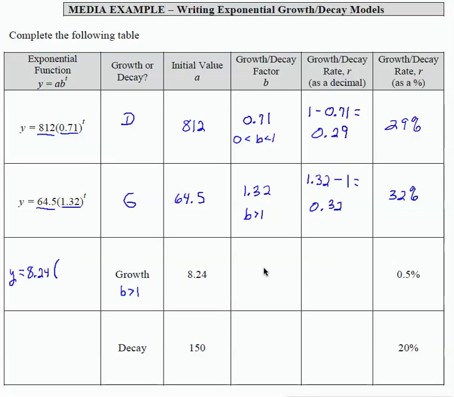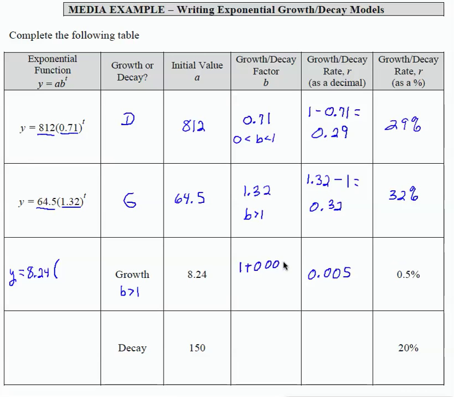To determine the b value, I'm going to go over here to the rate. This is a growth rate. Currently it is displayed as a percent. To turn that into a decimal, I need to divide by 100, which gives me 0.005. Because this is growth, to find the b value, I'm going to add 1 to that number.